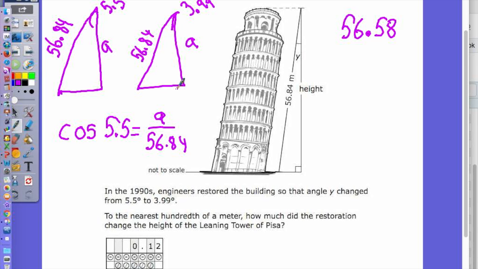Okay? Now I'm doing the 3.99 degree angle. So now I'm doing 3.99 cosine times 56.84. And I get 56.70. That is 12 hundredths, or 0.12, of a meter that the building got taller. Okay? We follow that? Yes. I think that finishes it.